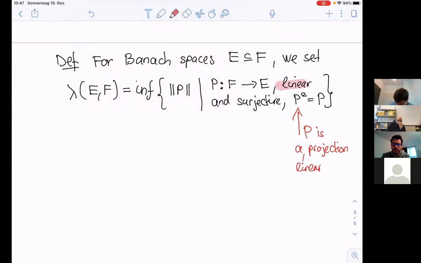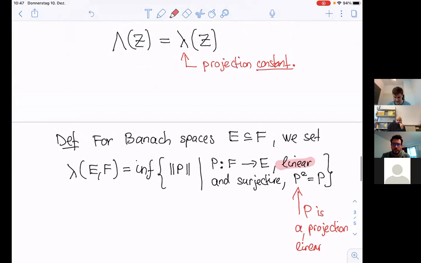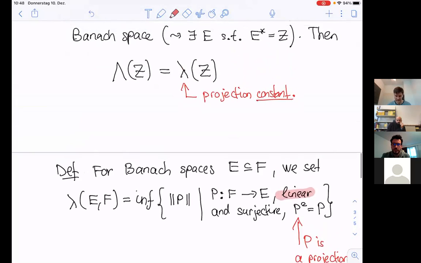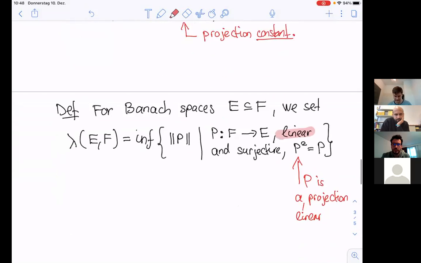So the linear here is really the important thing. Here we only consider linear maps. And you see here the little lambda has only one slot. So the idea is just to take the supremum over all ambient spaces.